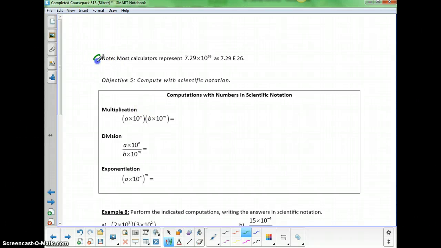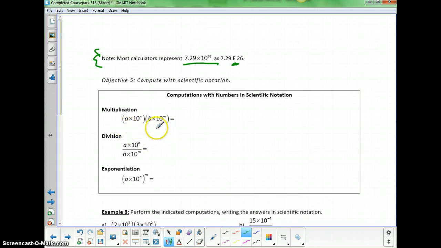In our note, if you are looking at your calculator, most calculators represent something like 7.29 times 10 to the 26th with an E. So if you have a number that ever shows up with E26 on the end, it's in scientific notation and it would mean the same thing as this. That happens sometimes if you have very large or very small values. Now back to our exponents in scientific notation.